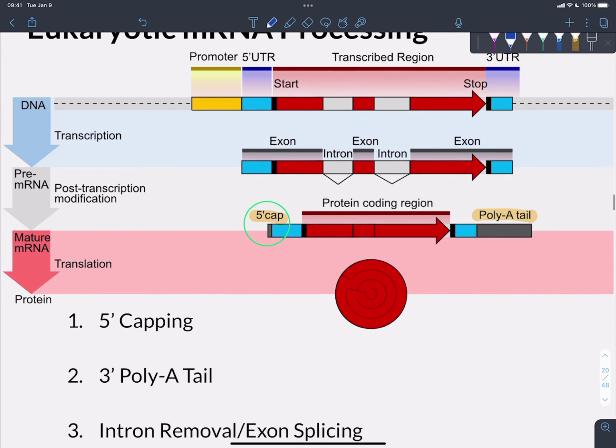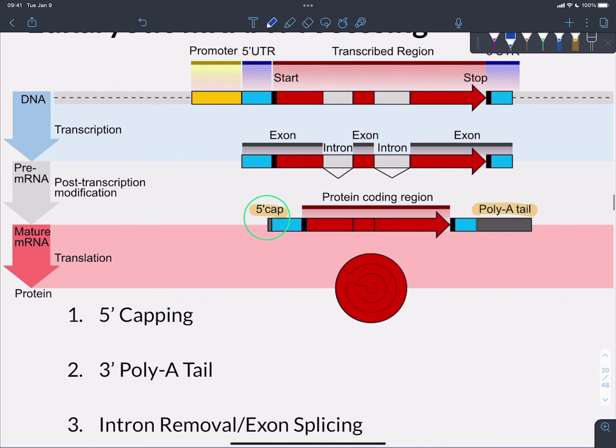The other thing that's going to happen is you are going to remove segments of the mRNA itself, what we call introns. We can see the introns identified in this diagram as these gray segments in between these red segments, which are called exons. These introns have to be removed. They do not have any information that leads to the production of a protein. And so these are going to be removed by functional RNA molecules inside of the nucleus, and then the exons are going to be spliced together.